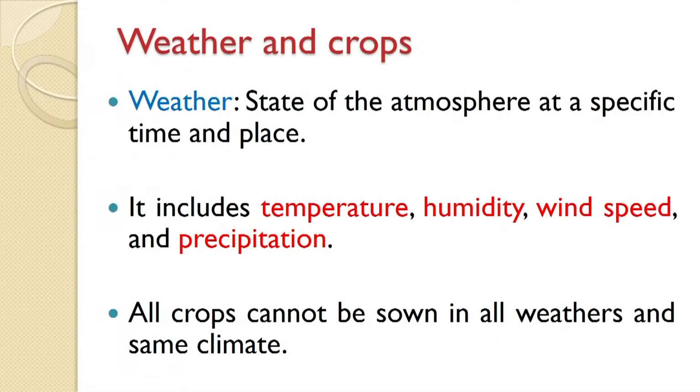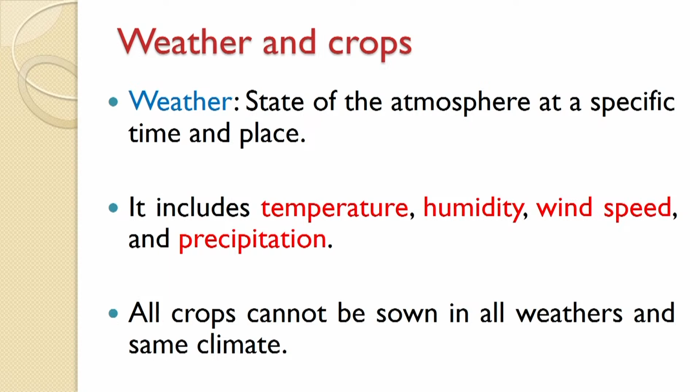Then comes how the crops are related to the weather in our surroundings. We all know that weather is an instantaneous phenomenon. It is actually defined as the state of the atmosphere at a specific time as well as a specific place. When we describe the weather of an area, we can say what the temperature of that area is, what the humidity, wind speed as well as precipitation are.